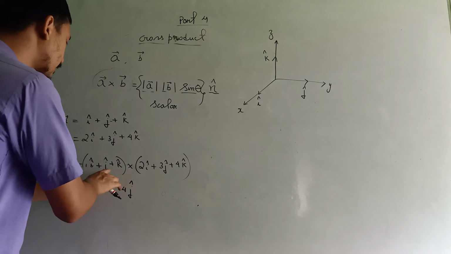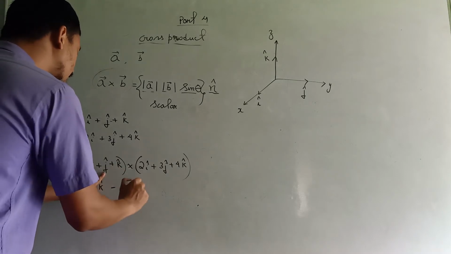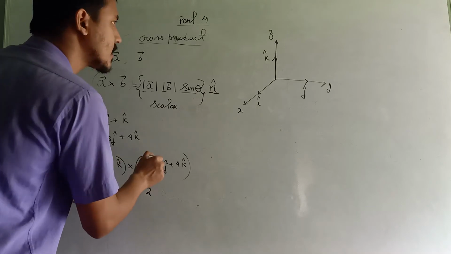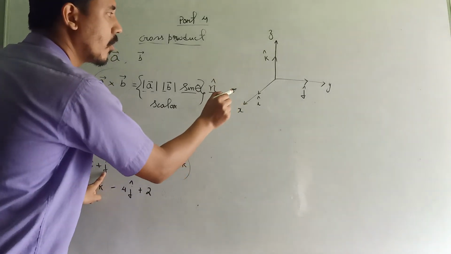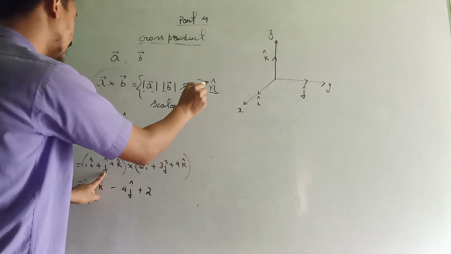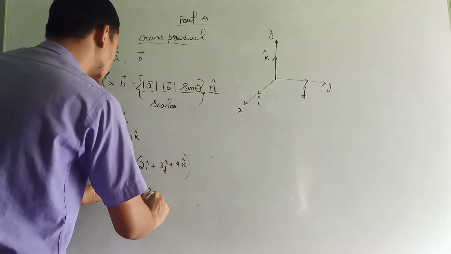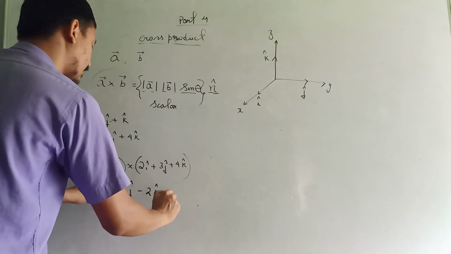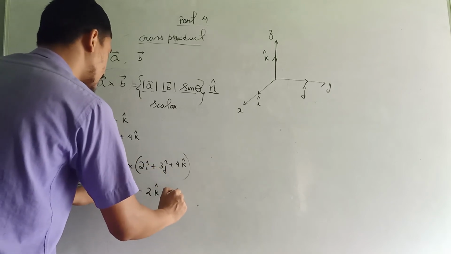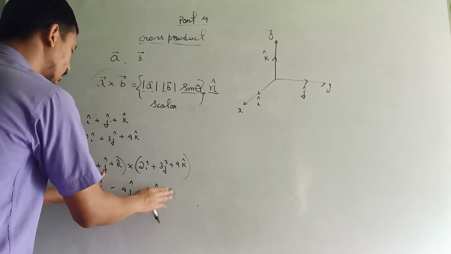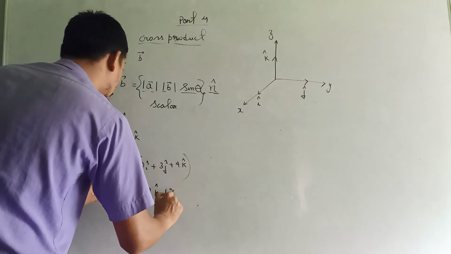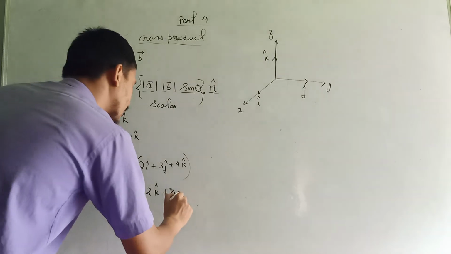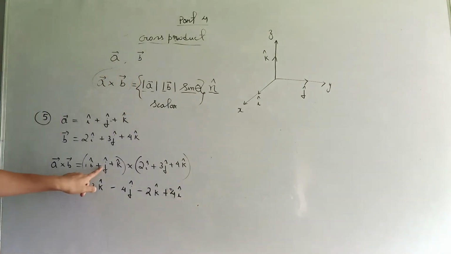Now for this one. 1 times 2 is 2. j cross i, clockwise, will be minus k cap, right? So minus k cap. Plus 1 times 3 is 3, j cross j is 0. 1 times 4 is 4, j cross k. j cross k will be i. Yes. So this is also done.